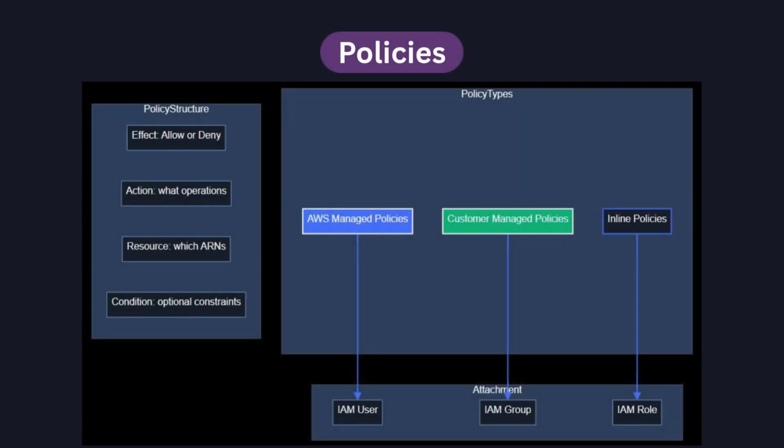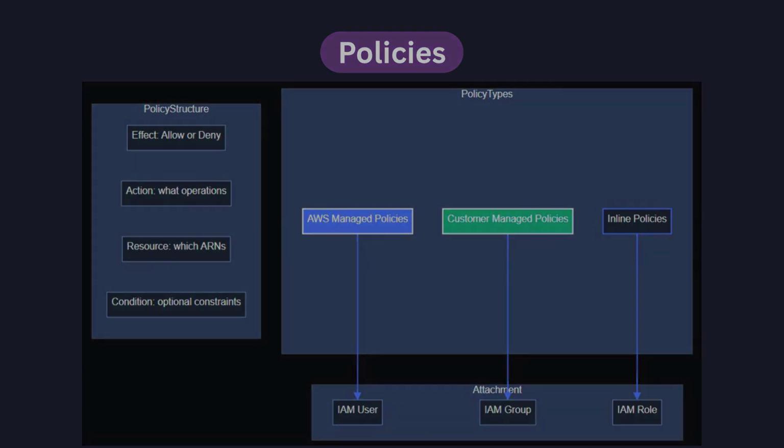Policies. Policies are JSON documents that define permissions in IAM. They specify what actions are allowed or denied, on which resources, and under what conditions. Policies can be AWS managed, customer managed, or inline. Each policy contains statements with an effect, allow or deny, action, the operation, and resource, the target. An explicit deny always overrides any allow, making it a critical rule in IAM security. Following the principle of least privilege is essential when creating policies.